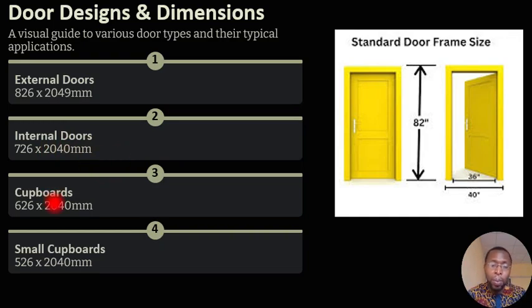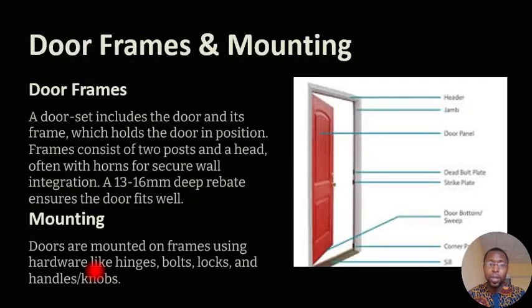For cupboard, you make use of 626 by 240 millimeters dimension. And lastly, if they are small cupboards, it is better you make use of this dimension of 526 by 240 millimeters. Okay, so these are the various door designs and their dimensions respectively. So now we'll talk about door frame.